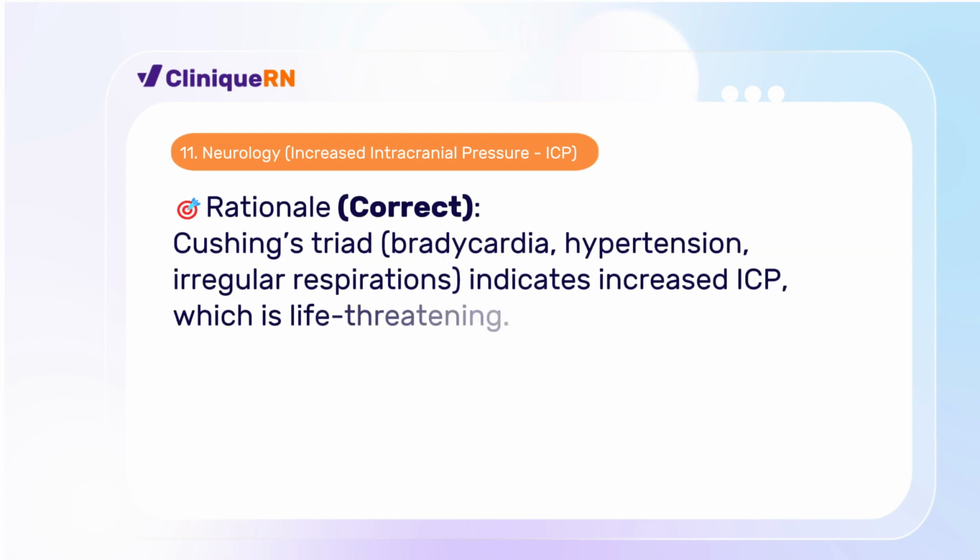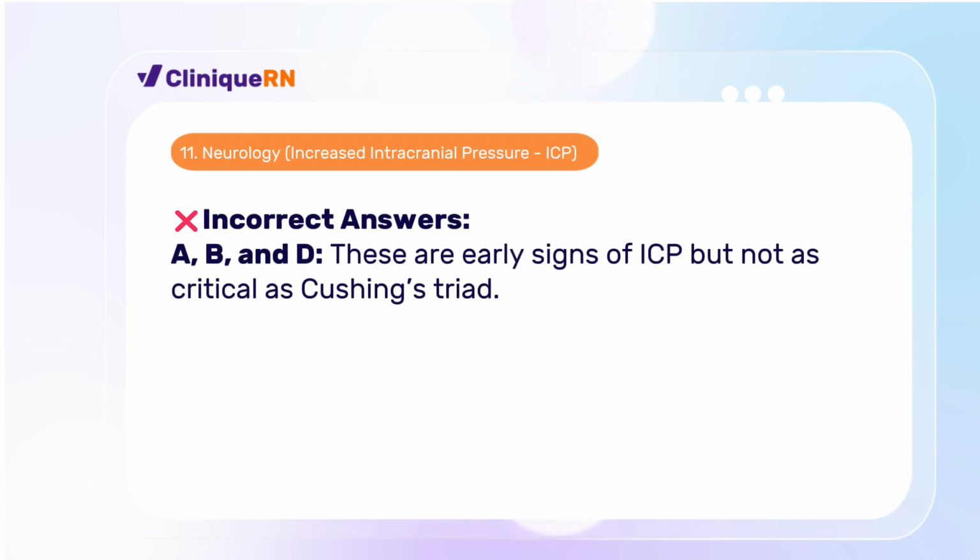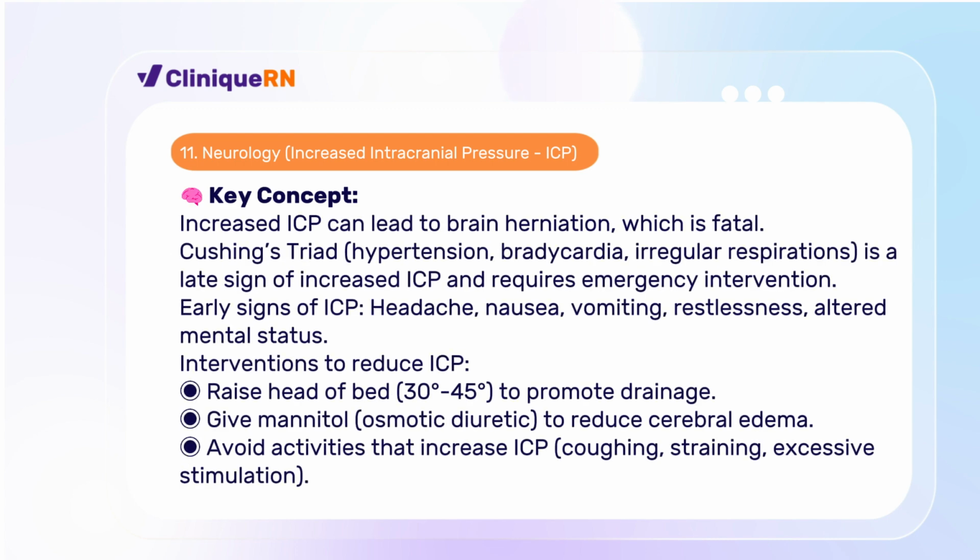Rationale. Correct. Cushing's triad, bradycardia, hypertension, irregular respirations, indicates increased ICP, which is life-threatening. Incorrect. A, B, and D. These are early signs of ICP, but not as critical as Cushing's triad. Key concept. Increased ICP can lead to brain herniation, which is fatal. Cushing's triad, hypertension, bradycardia, irregular respirations, is a late sign of increased ICP and requires emergency intervention.